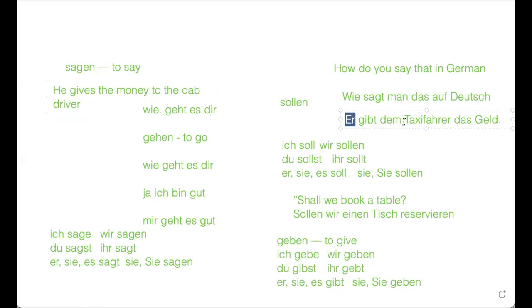Tell me. Yes. So, er gibt dem Taxifahrer. Fahrer is my verb to drive. Taxifahrer is what? Taxi driver. Das Geld, the money. Geld, we have money. So, he gives the money to the cab driver. Er gibt dem Taxifahrer das Geld. Is it clear to you, my team?